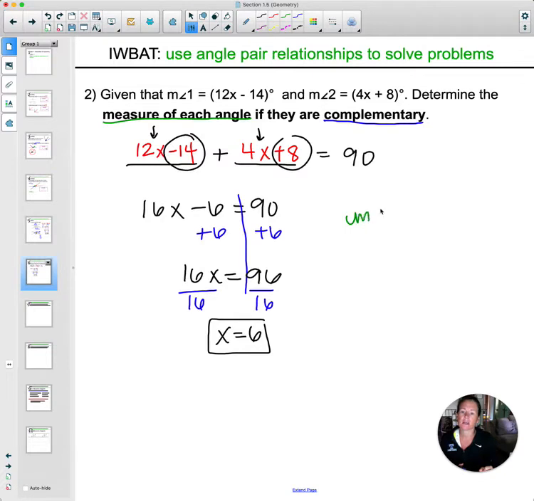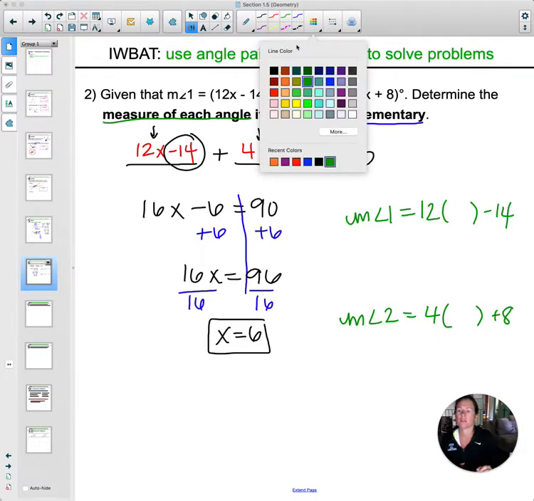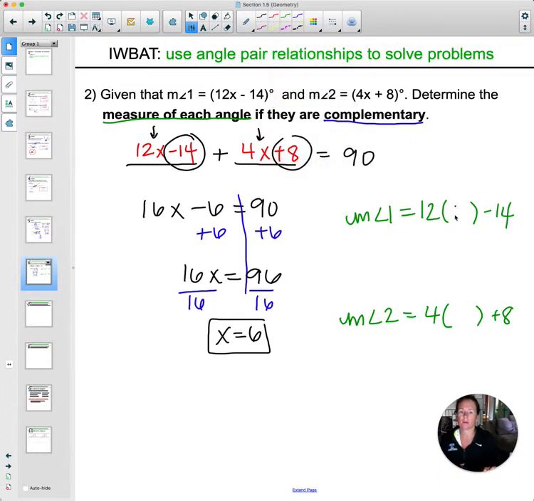So if we take a look at the measure of angle 1, that one was 12 times x minus 14. And the measure of angle 2 was 4 times x plus 8. So I'll plug into each of those. x was 6, so we'll just plug that in. 12 times 6, which is 72, minus 14, which is 58. So we get 58 degrees for angle 1. For angle 2, 4 times 6, which is 24, plus 8, which is 32 degrees.